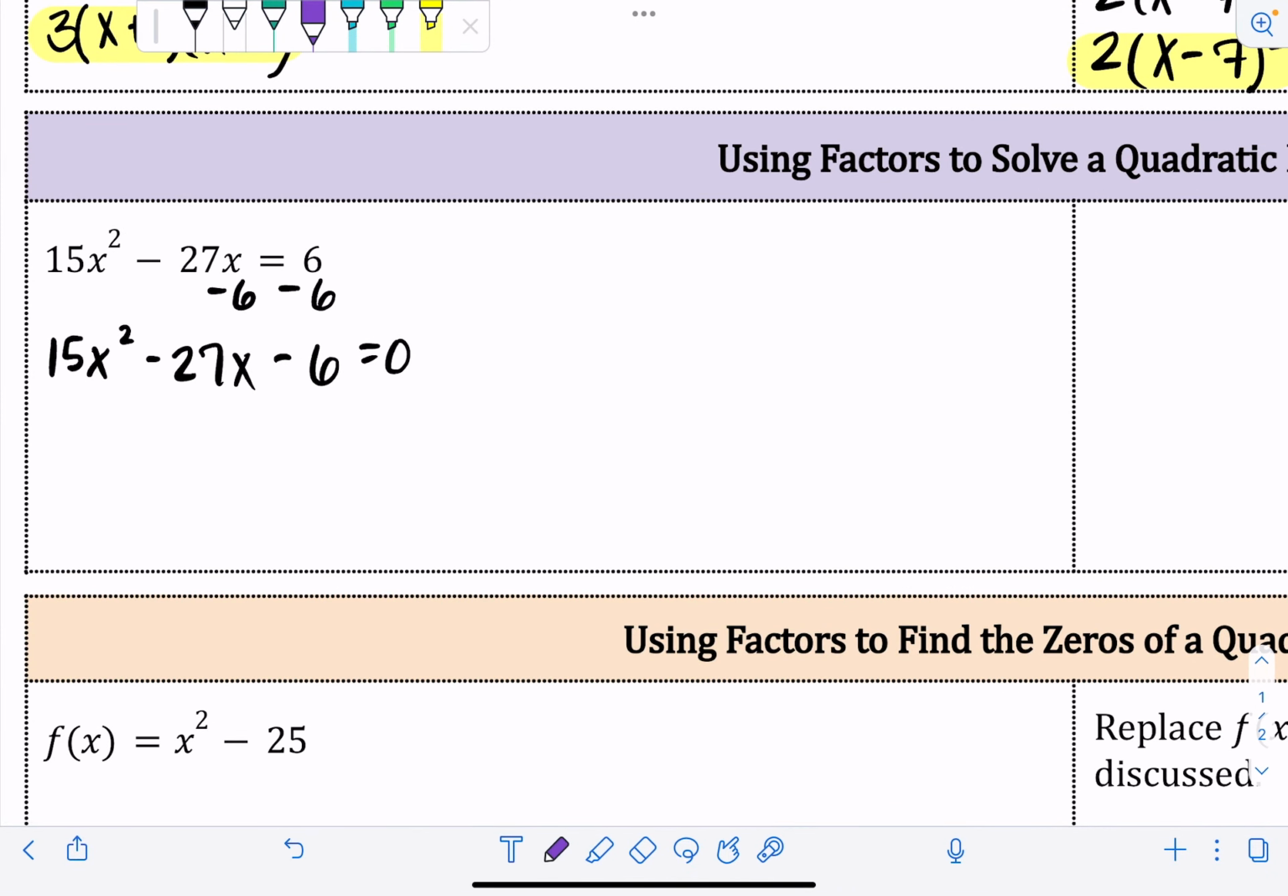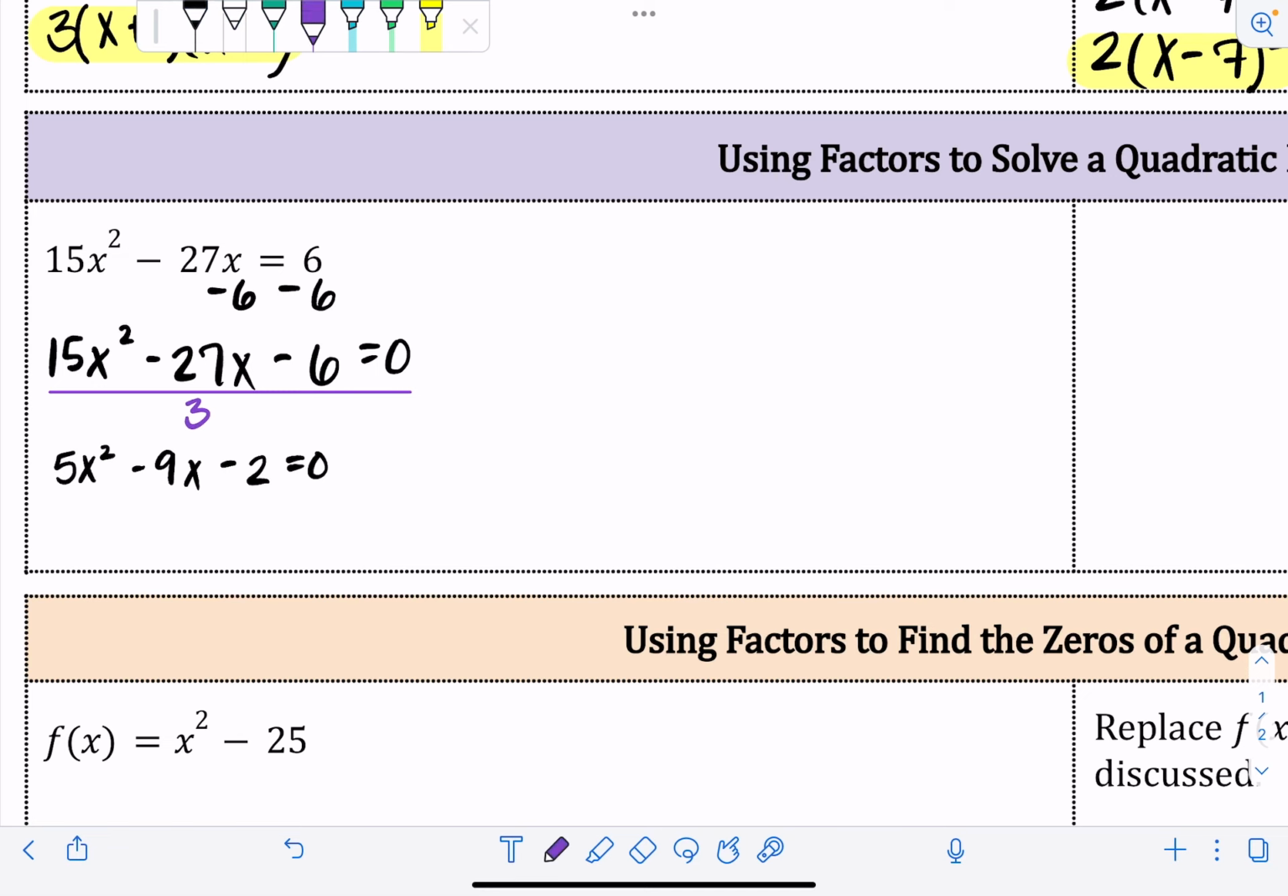So if I look at 15, 27, and 6, I know those are all divisible by 3. So I'm going to go ahead and divide out a 3. It just gives me smaller, easier numbers to work with. You always want to check for greatest common factor first. So 15x squared divided by 3 is 5x squared. Negative 27x divided by 3 is negative 9x. Negative 6 divided by 3 is negative 2.